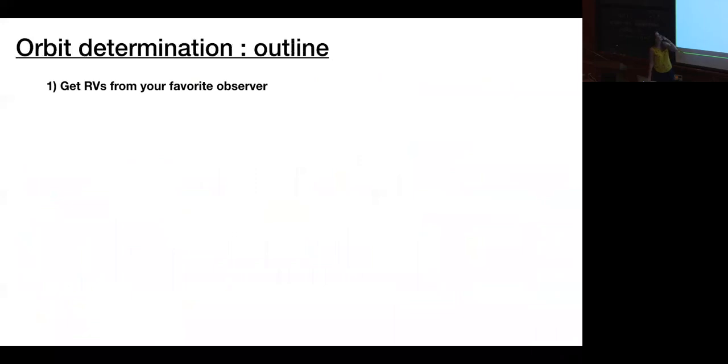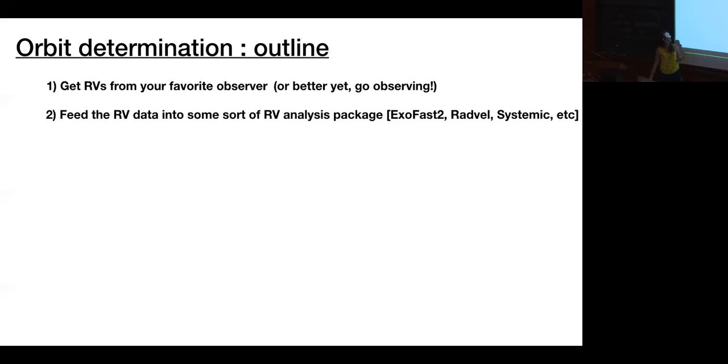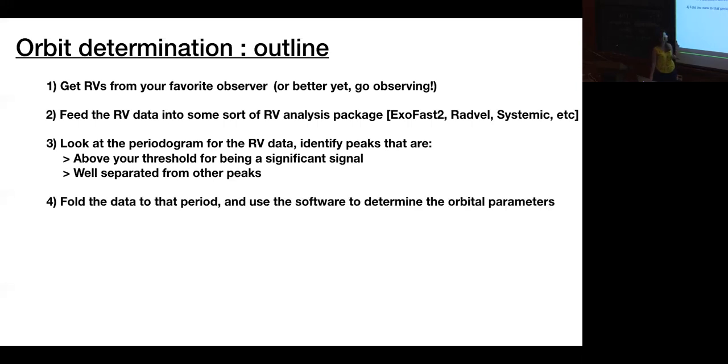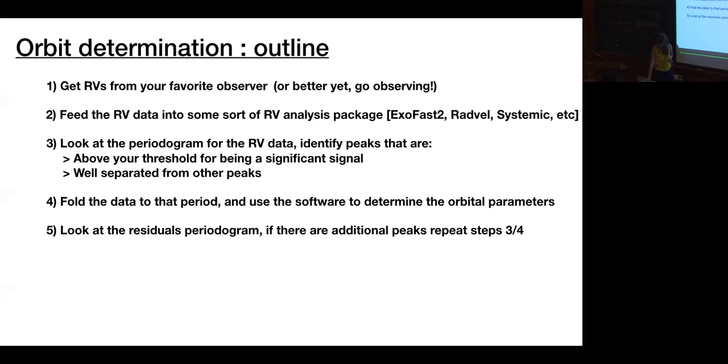So for the outline, you get RVs from your favorite observer, or better yet, go observing, go use the telescope, because that's a ton of fun. You read your RV data into some sort of analysis package like Systemic or ExoFast2 or RadVel. You look at the periodogram and the RV data. You try to identify peaks that are above your threshold and well separated from other peaks so that you don't think they're just noise in the data. You fit the data to that period. You use your software package to determine the orbital parameters using some sort of minimization. And then you look at the residuals of the periodogram to see if there are additional planets, and if so, you go back and repeat these steps, okay?